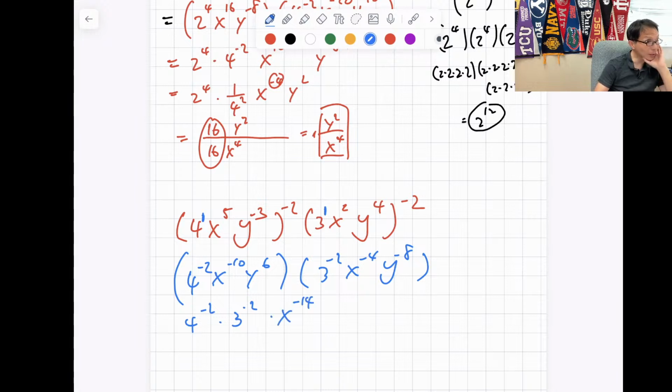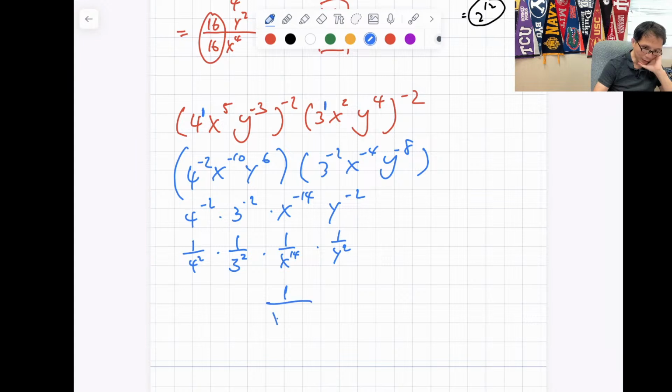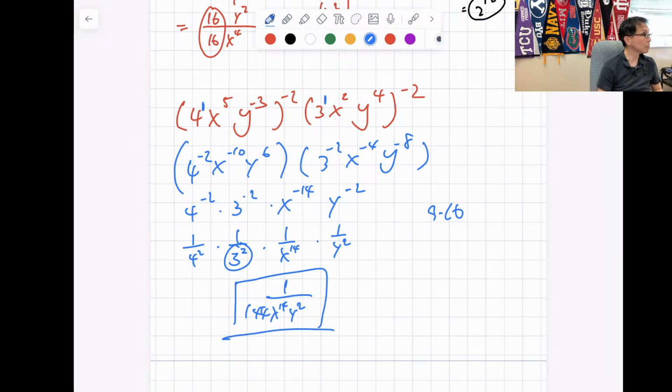Does that make sense? Y to the negative 2. It seems like everything's negative, so that's going to be 4 squared times 1 over 3 squared times 1 over x to the 14 times 1 over y to the 2. So it'll be 1 over x to the 14, y to the 2. This is going to give you 9 times 16. I think it's 144. How many of you guys got that? 144. Good.